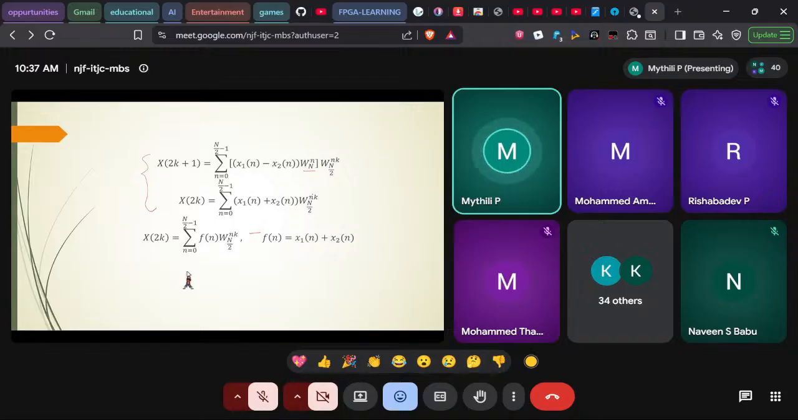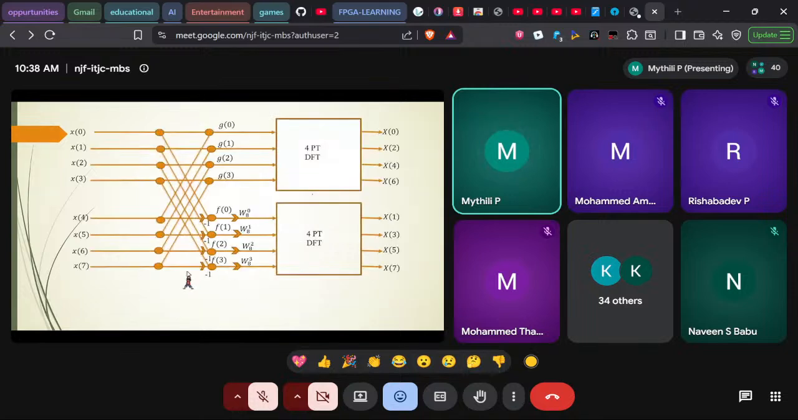You divide the sequence into two halves, add both to get the even parts, and subtract both to get the odd parts. Further, you can divide it into two again, addition, subtraction, and like that it goes. So it is like this.